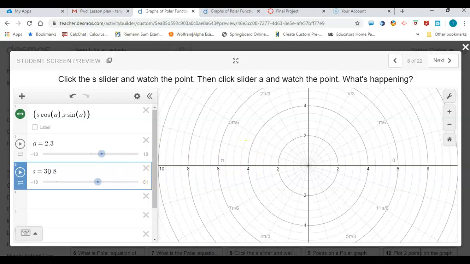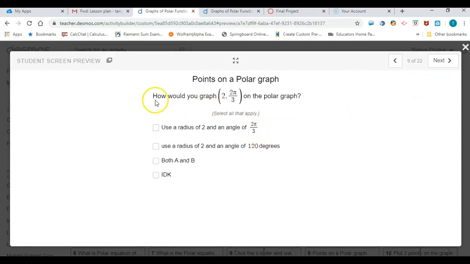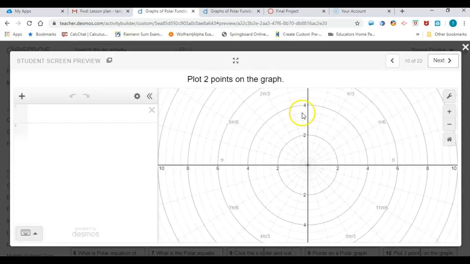All right, so the next screen asks how you would graph 2 comma 2 pi over 3 on a polar graph. I have some ideas for them, and there's a right answer and 3 wrong answers.